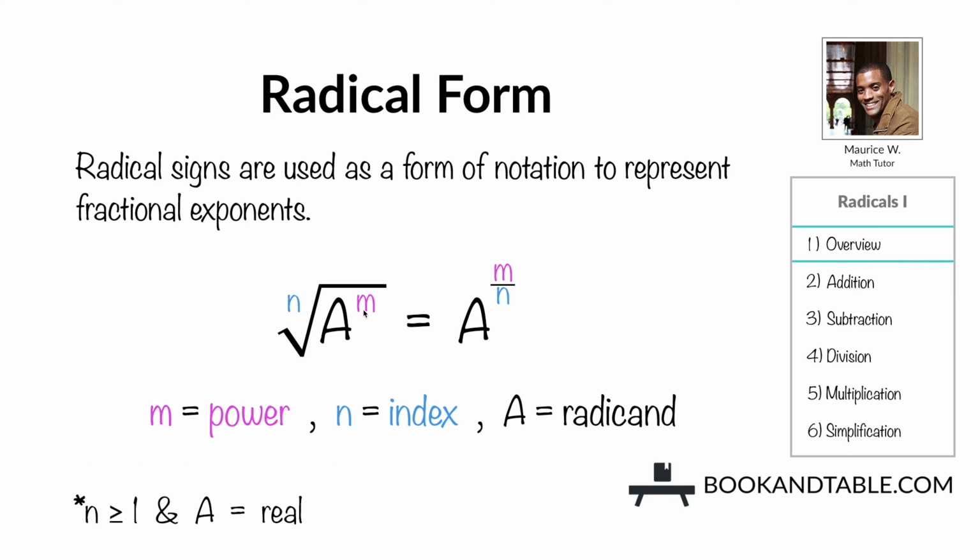Now, m is our power, and n is called the index. A, the number inside, or the base, is called the radicand. Now when we have a term in exponential form or radical form, remember the denominator here, or the index, must be equal to or greater than 1. It cannot be 0 or negative. And a must be a real number. So keep that in mind.